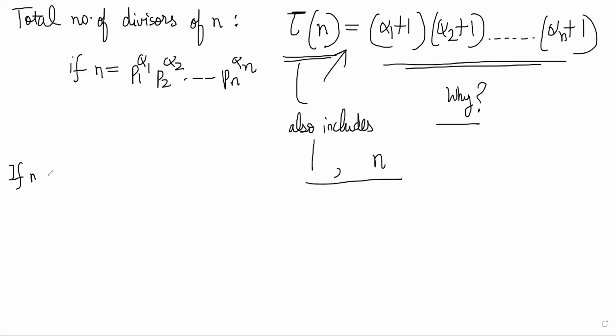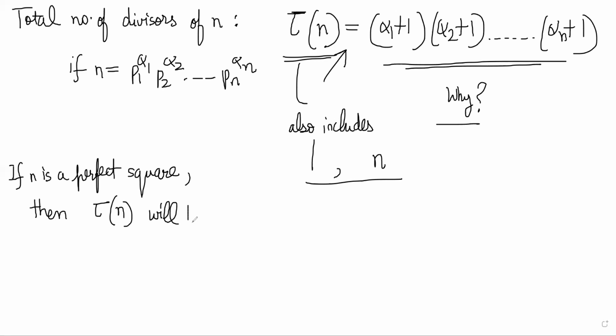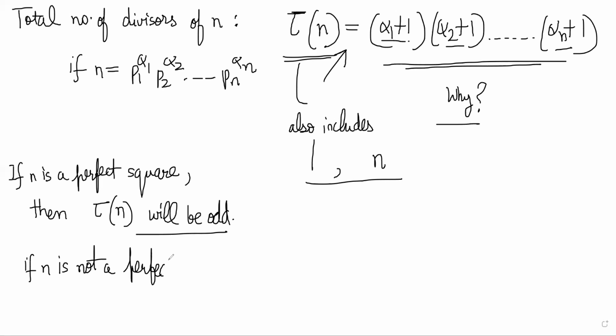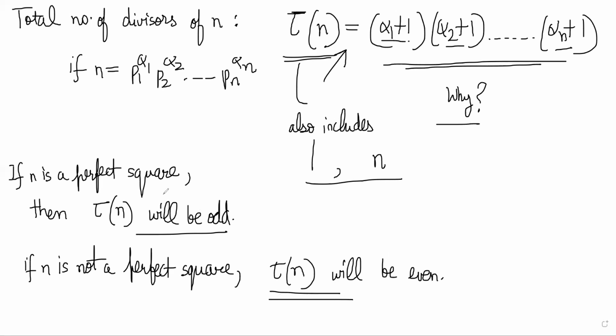If n is a perfect square, then tau of n will be odd, right? Because n is a perfect square means each alpha is even. So alpha plus 1, all of them are odd. If n is not a perfect square, then there will be at least one alpha which is odd, which will make alpha 1 plus 1 even, so tau of n will be even. So from knowing the value of tau of n, you can decide whether it is a perfect square or not. You can say that tau of n will be odd only if it is a perfect square.